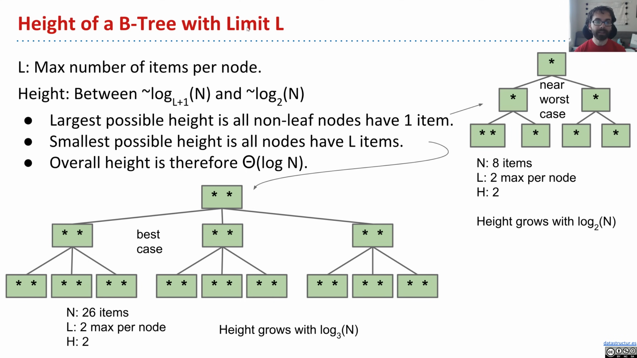So the argument then is that between the best and the worst case, the height of a B tree with limit L is going to be between log base L plus 1 of n and log base 2 of n. And since both of these are logarithms of n, we can just drop the base and say that the overall height is theta log n. Okay? So what we've shown now is because B trees are always bushy, they always have this really nice shape, we're always going to be somewhere between this worst case and this best case, and both are theta log n.